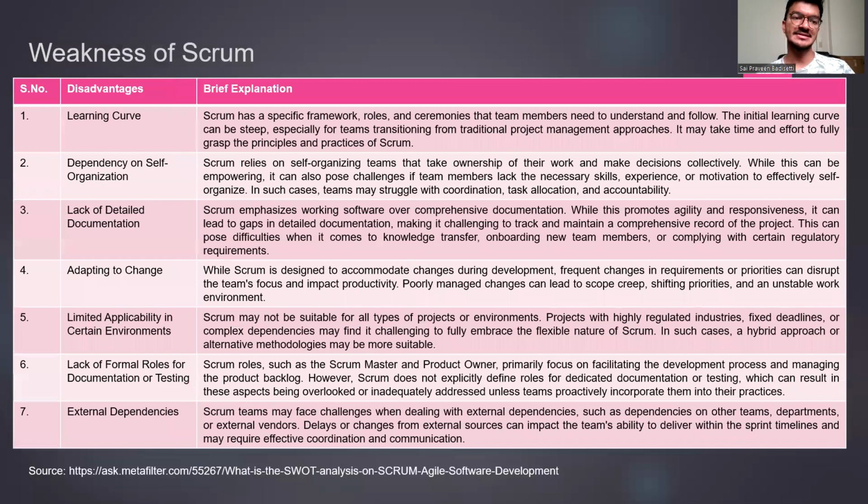Now, coming to the weaknesses, as in SWOT, W means weakness. The initial learning curve is really steep. That means it is really difficult for initial beginners. But as you progress, it gets better. But initially, that is a weakness.